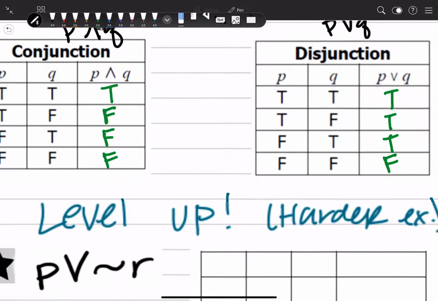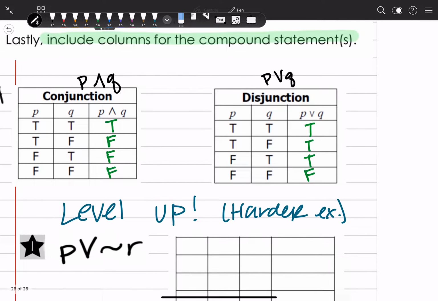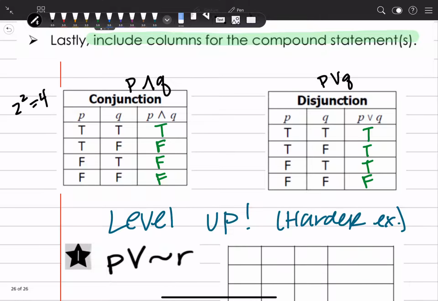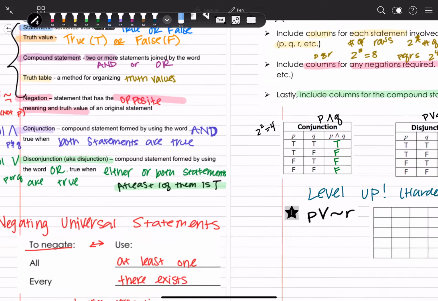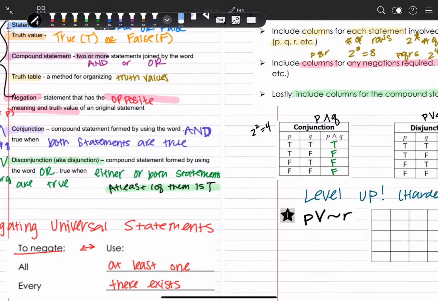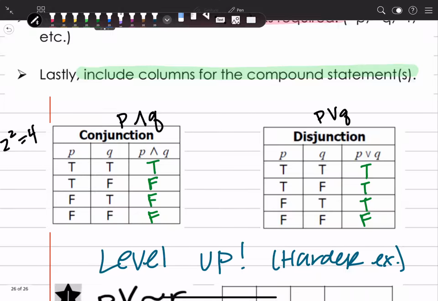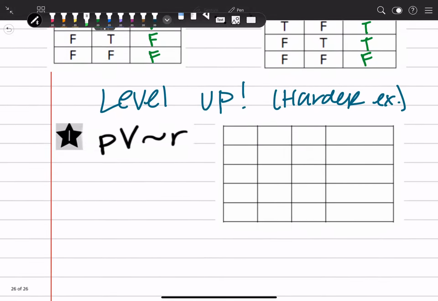All right. Now we are going to level up. We are going to be using what we know about these two definitions right here about conjunction and disjunction. If you need to use what's on here on the left, please do so. So again, conjunction and disjunction. It's just an and or thing. You'll notice I've already made my table for this one in advance. And our statement here is P or not R.